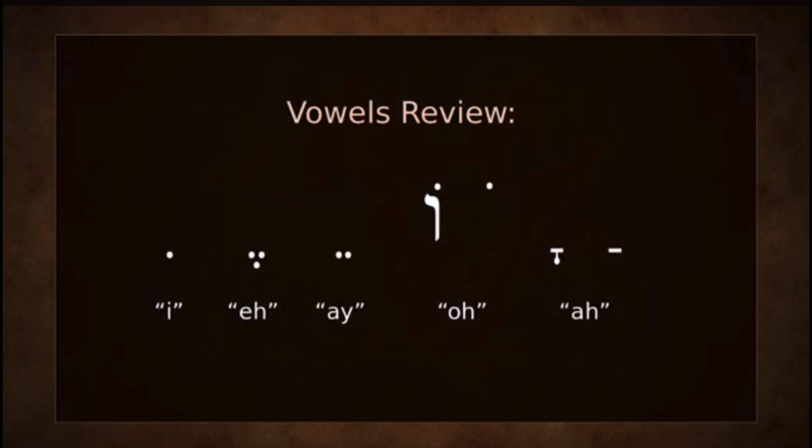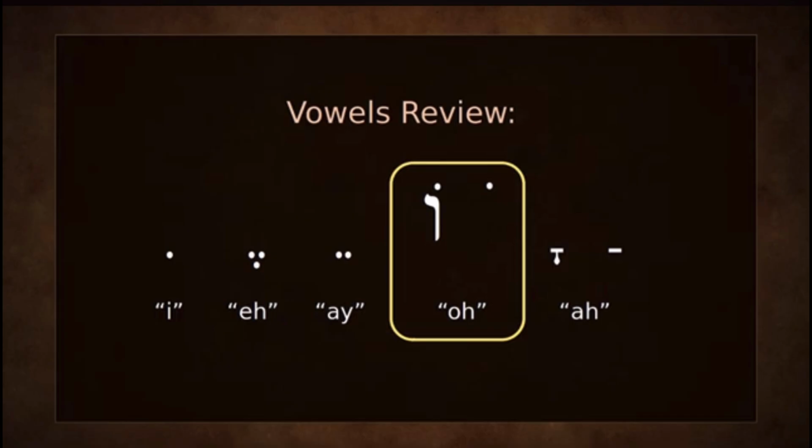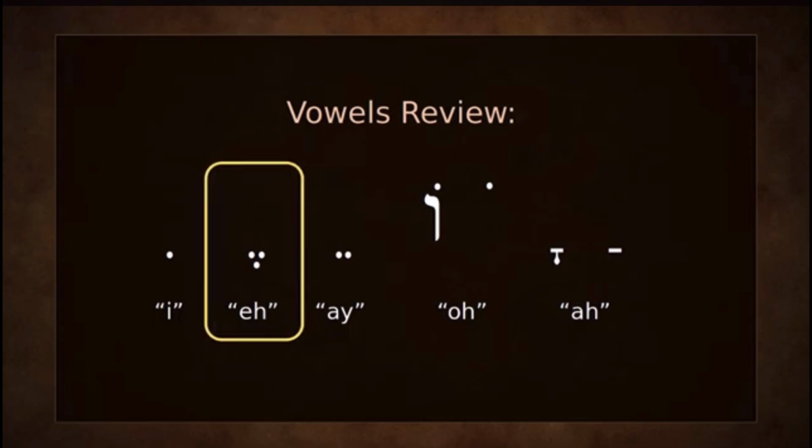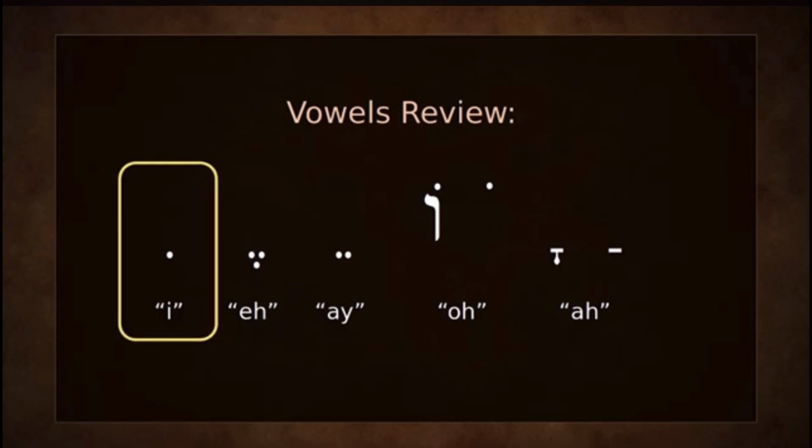Now, let's review all the vowels that we've learned. Kamatz and patach make the sound a. Cholam has 2 forms, both make the sound o. Tsera makes the sound a. Segol makes the sound e. And chirik makes the sound I.